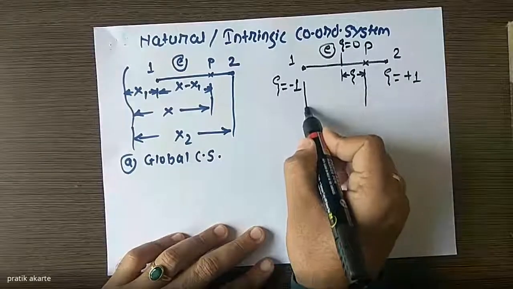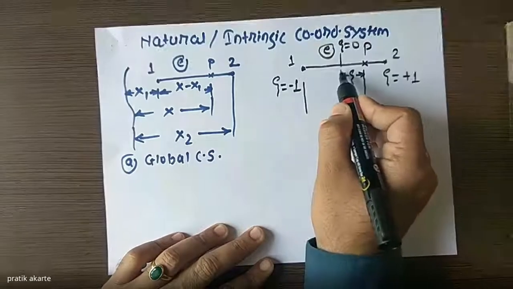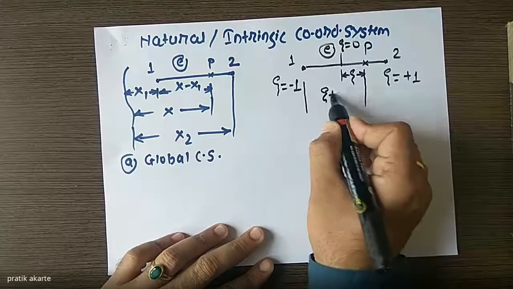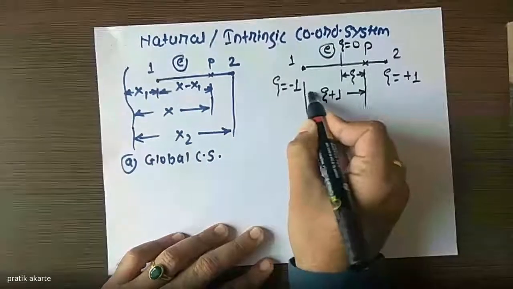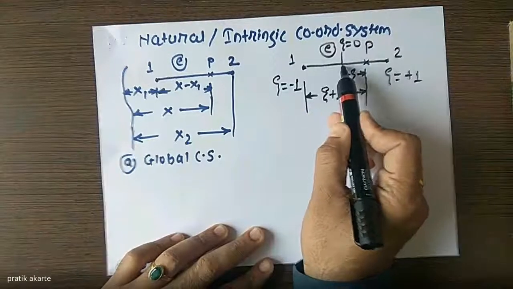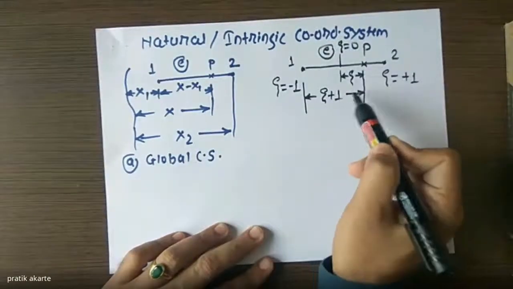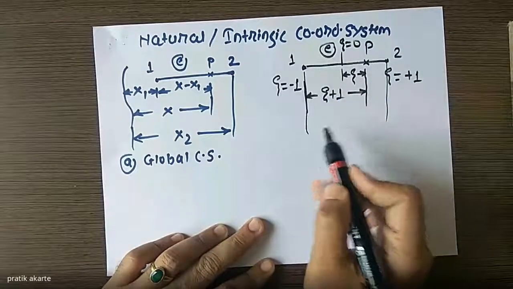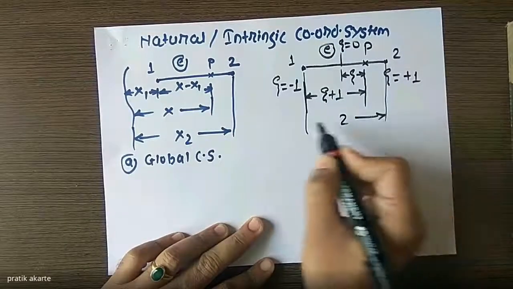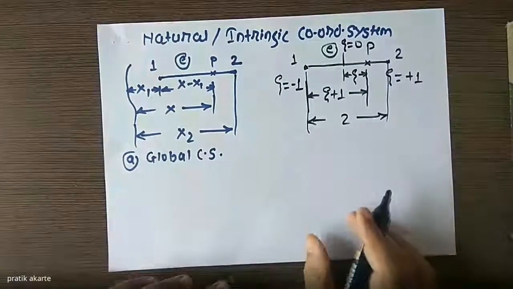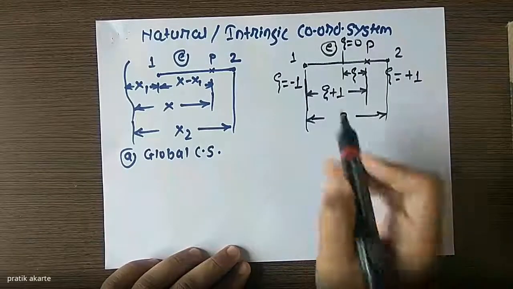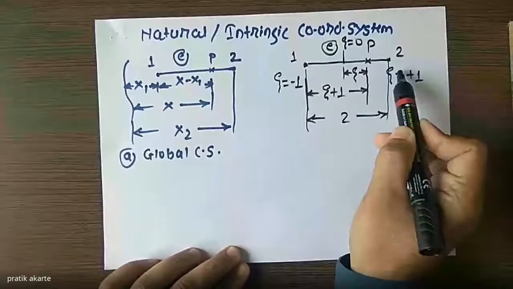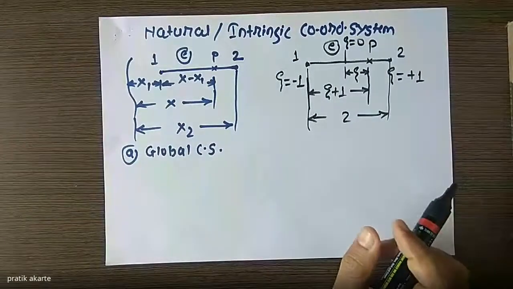Since it is -1 to 0, the distance is zeta plus 1. You can guess that this much distance is 1 plus zeta. So that's why zeta plus 1. And the total distance is 2. Again, it is quite easy to guess. -1 to +1: -1 to 0 is 1 unit, and 0 to +1 is another unit.